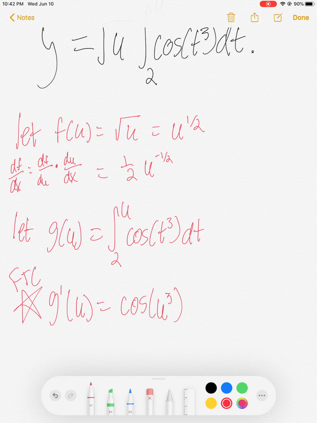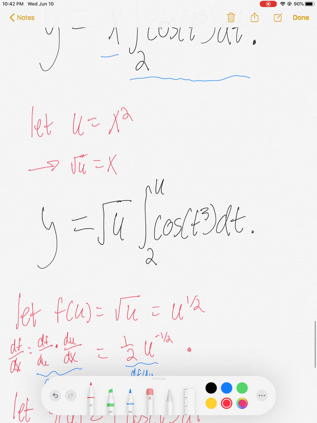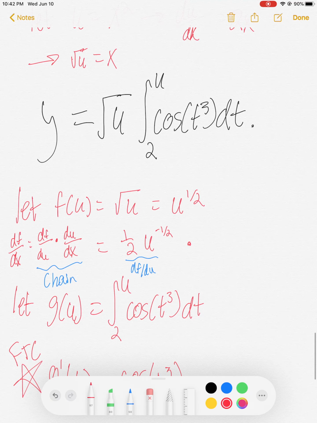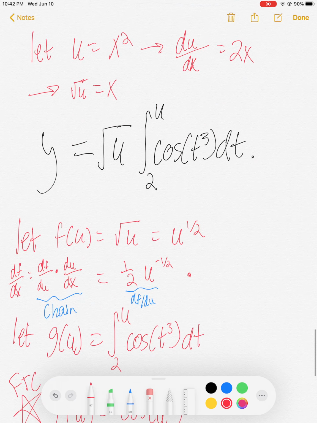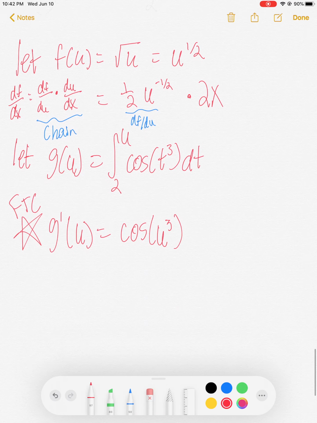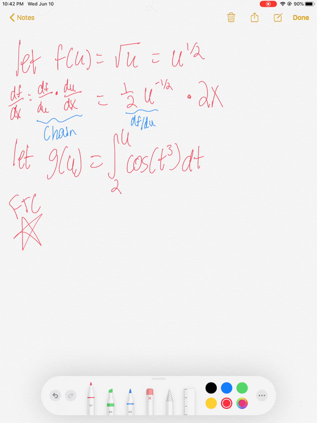So instead of writing f prime of u, let me write it this way. The derivative of f with respect to x is equal to the derivative of f with respect to u times the derivative of u with respect to x. This is chain rule. So what we have here, this 1/2 u to the minus 1/2, is df du. And then I'm going to multiply that by the derivative of u with respect to x. So du dx is 2x because u is x squared. So that's 1/2 u to the minus 1/2 times 2x.